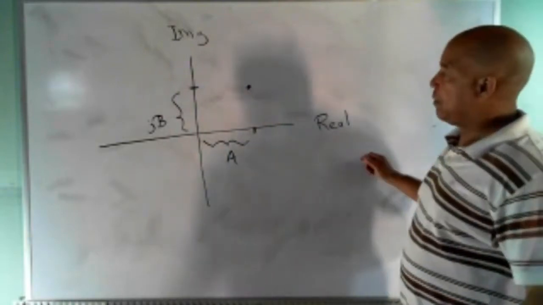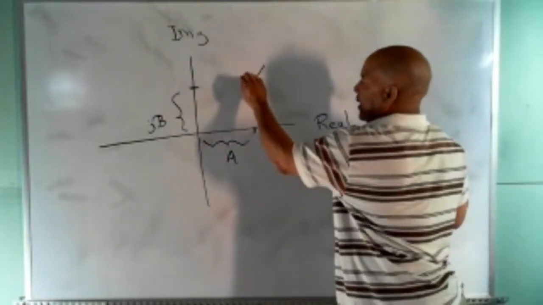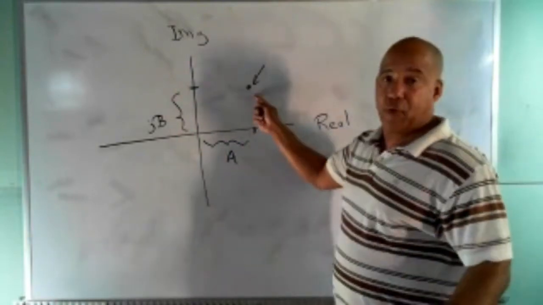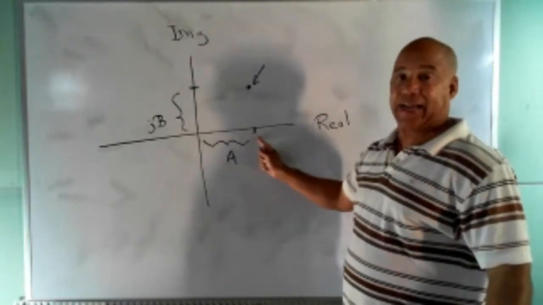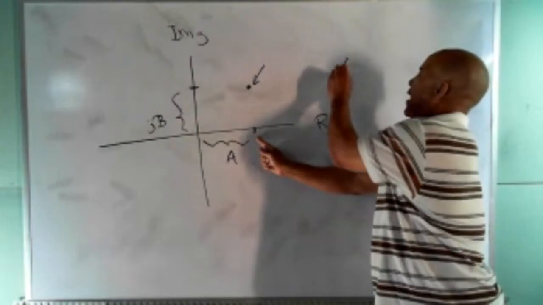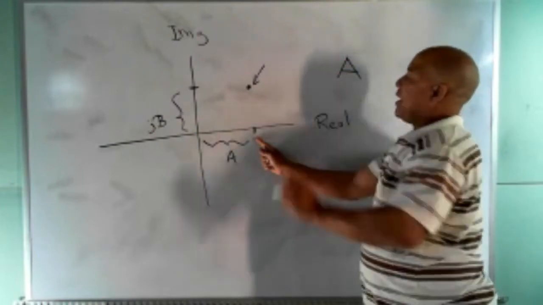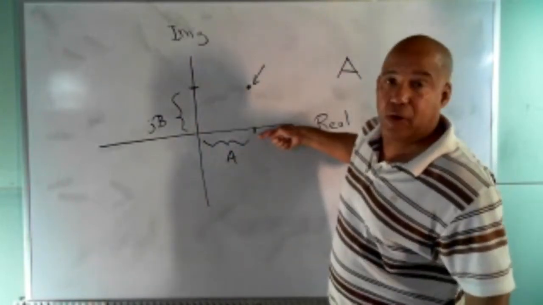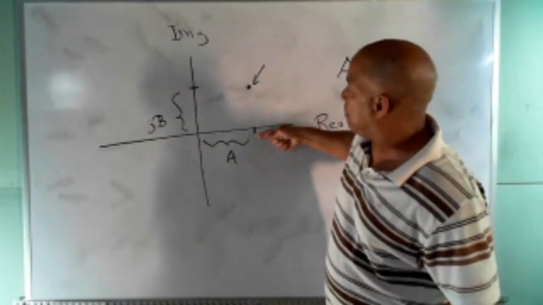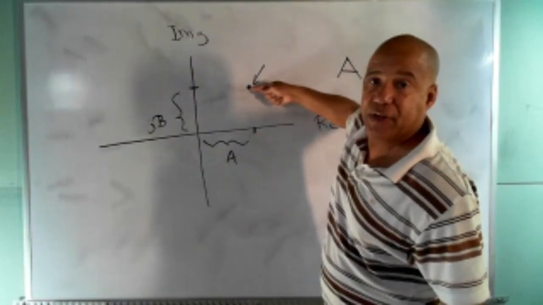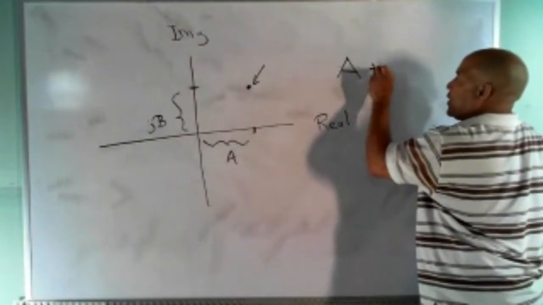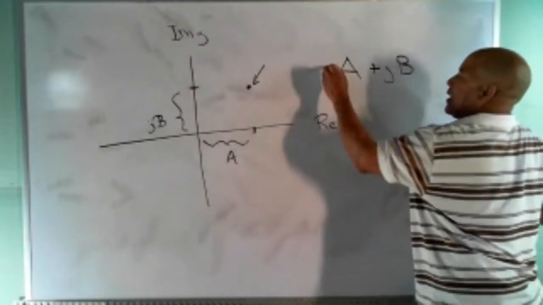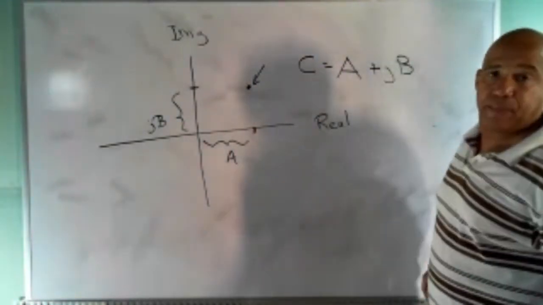So if this is the point C, one way to get to that point, you can tell me how far to the left or to the right to go on the real axis. You say go to the left or to the right A units, and then you can tell me how far up or down to go on the imaginary axis. You can say go up B units, so I say plus JB, and I can get to the point C, and that's a complex number.